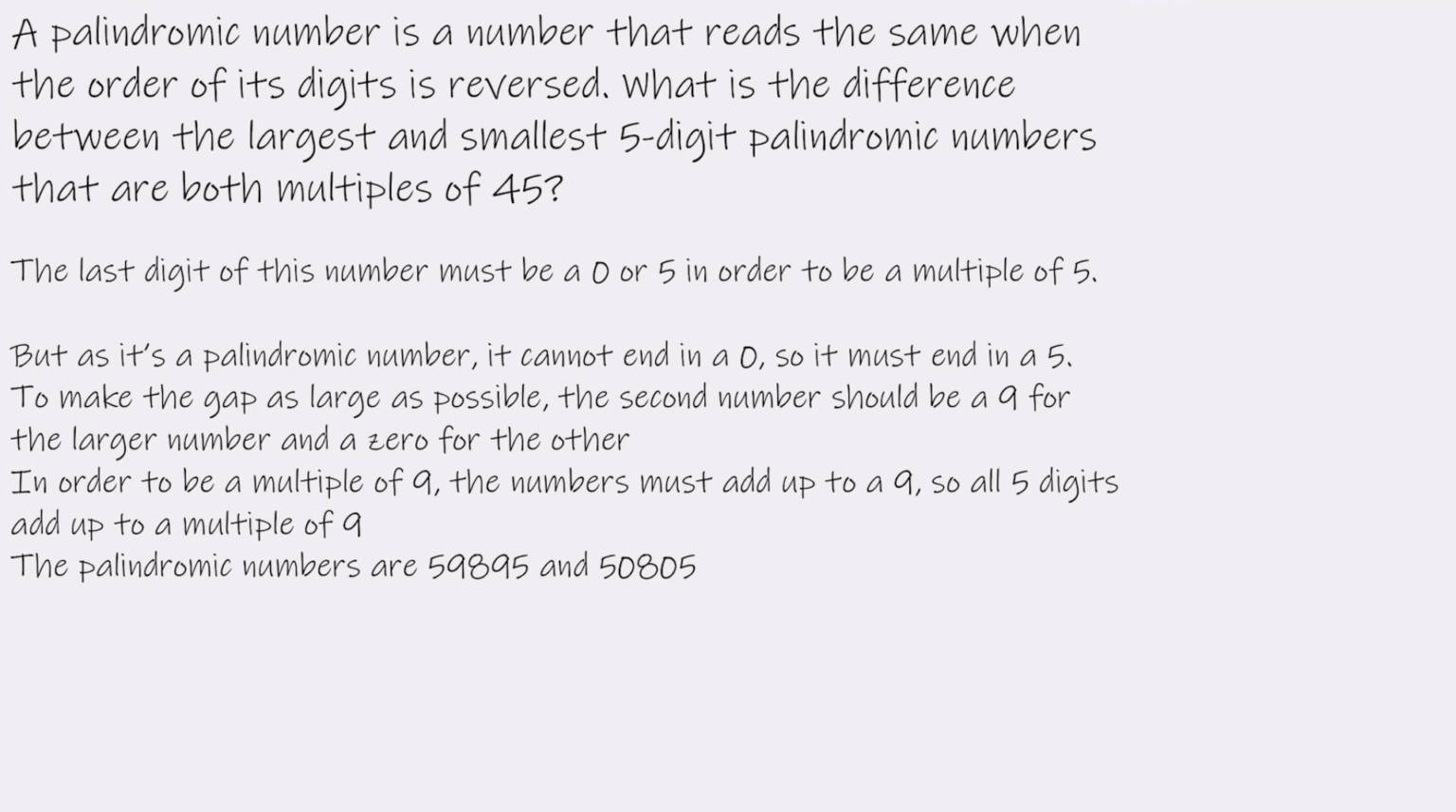Now, the question originally asked us, what is the difference between these? So we just take them away, and the answer you'd get is 9,090. And that is the difference between the largest and smallest 5-digit palindromic numbers that are both multiples of 45.